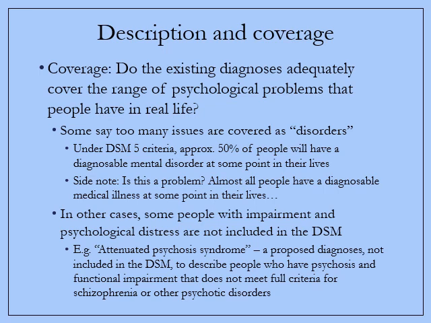In coverage, the question is, do the existing diagnoses adequately cover the range of psychological problems that actually exist in real life? And there are definitely different opinions on this. Some people say that too many psychological issues are covered and are considered disorders. These people say that we're over-pathologizing human behavior. So under the DSM-5 criteria, approximately 50% of people will have a diagnosable mental disorder at some point in their lives. At least, this is somebody's estimate.